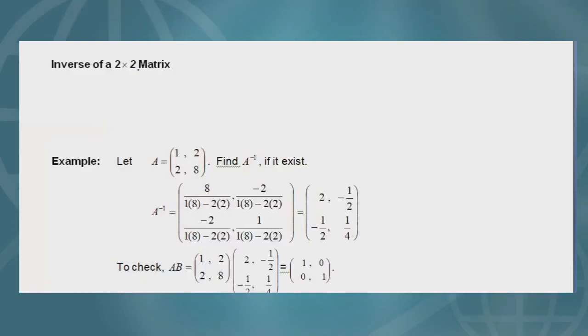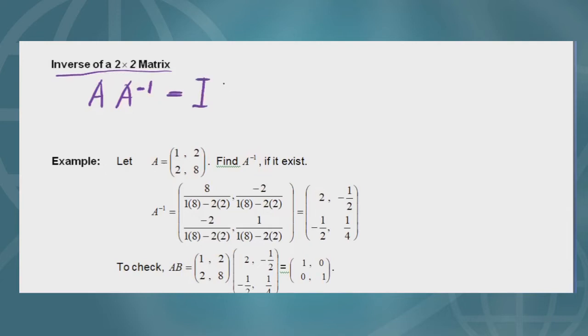Inverse of a 2 by 2 matrix. How to work on this? If we say inverse, the symbol should be this one. That is the inverse of any matrix. For example, matrix A. If you multiply the inverse of matrix A to the original matrix A, the answer should be an identity matrix.